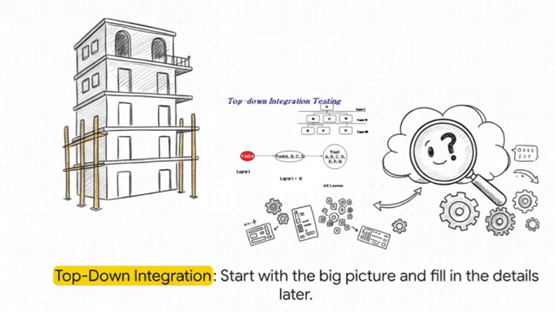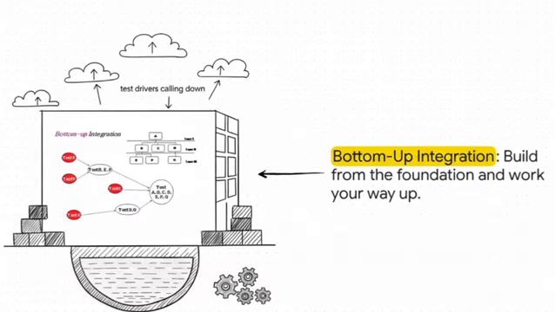This is a great way to test the main logic and flow of the whole system really early on. And you guessed it, the opposite approach is bottom-up. Here, you start with the foundation and the basement, the lowest level parts, and you build your way up toward the sky. As you assemble each floor, you use special test drivers from above to send commands down, simulating how the higher levels will eventually interact with them.